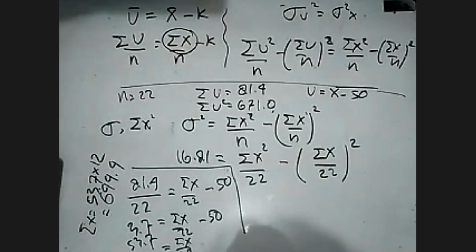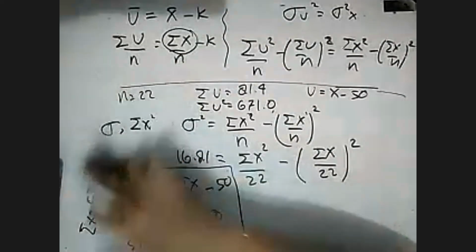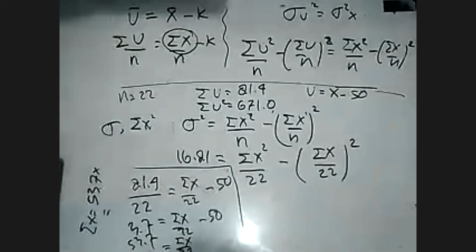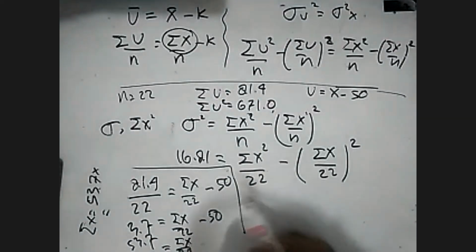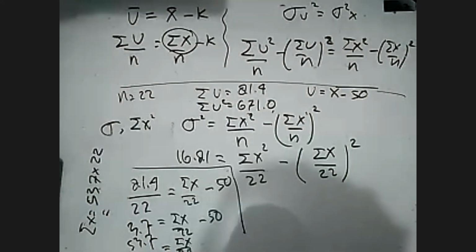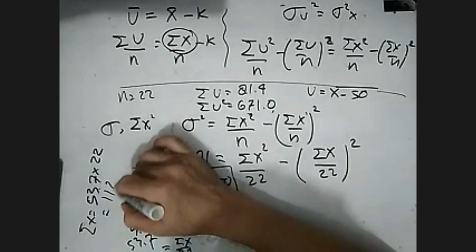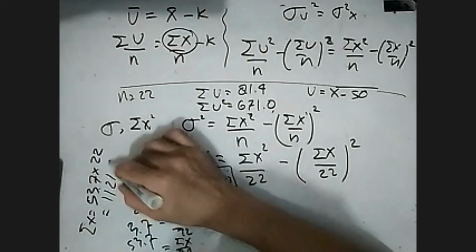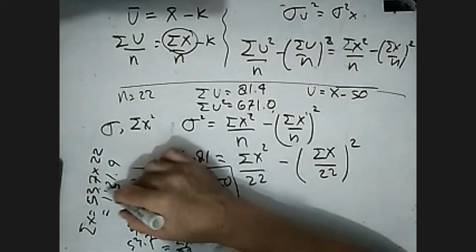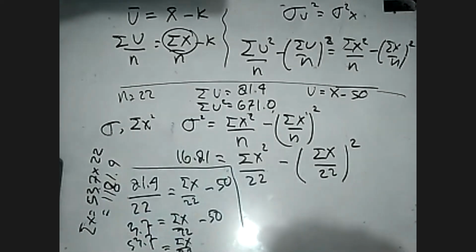Is that 12 or 22? Oh, 22. My bad. William, can you please calculate again? Times 22. 1181.4. Yes, 1181.4. Okay. Now we have this data here.